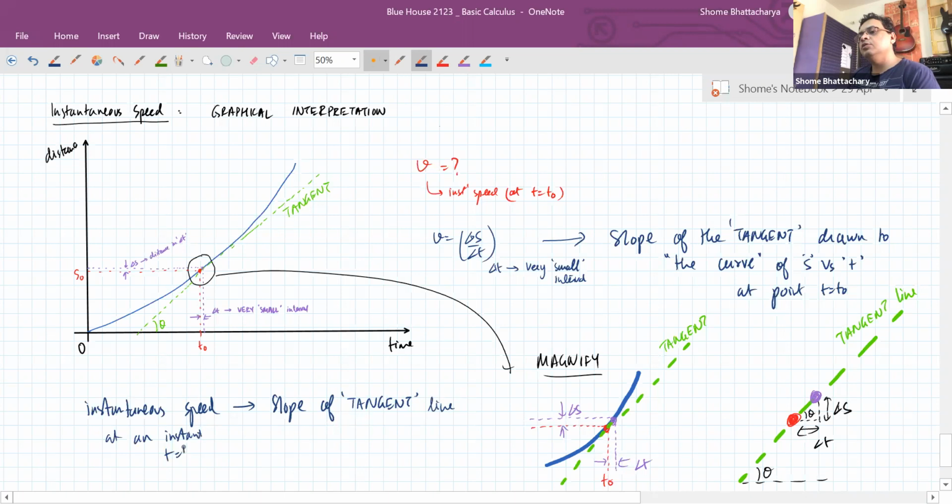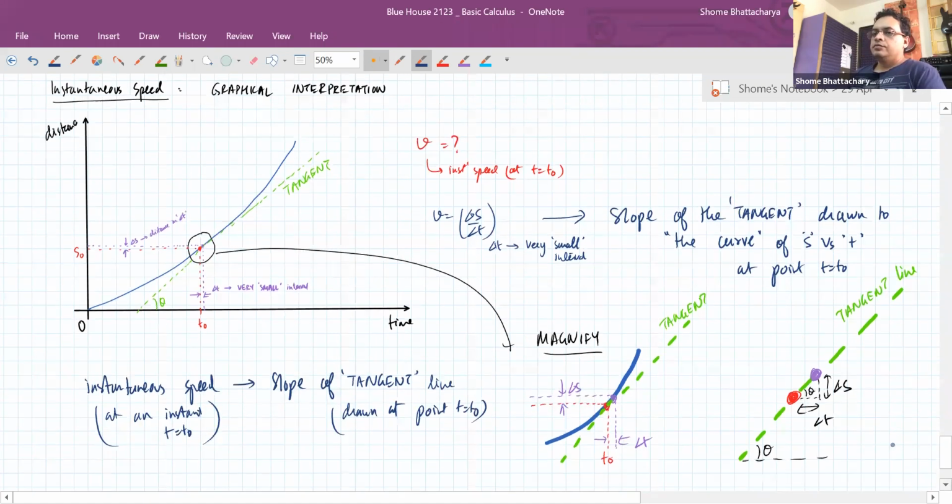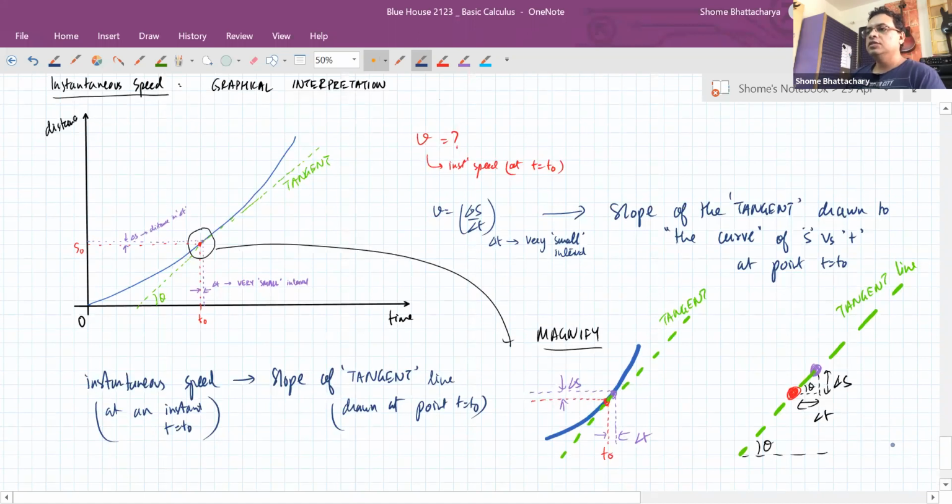For example, T equal to T naught is equal to the slope of the tangent line drawn at the point T equal to T naught on the graph. Okay, so just make a quick note of this or rough note of this and make sure you understand the concepts through the diagrams. Ask me if there's any doubt first, then we'll discuss further.